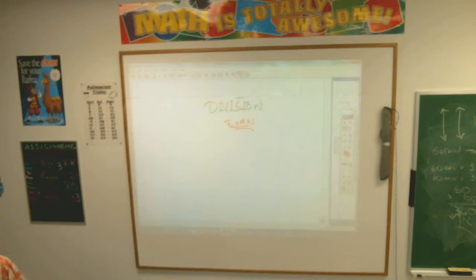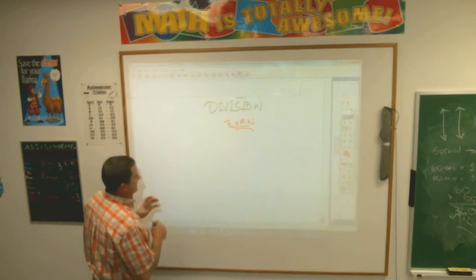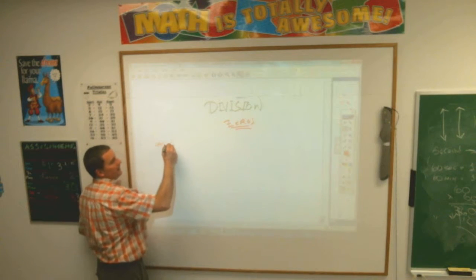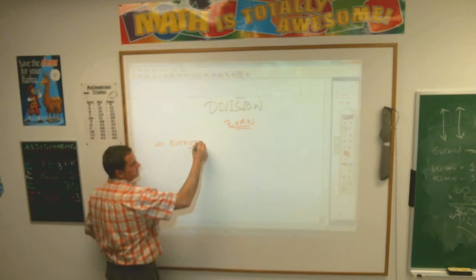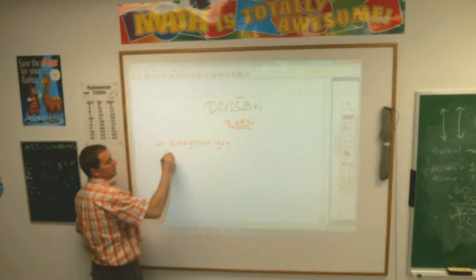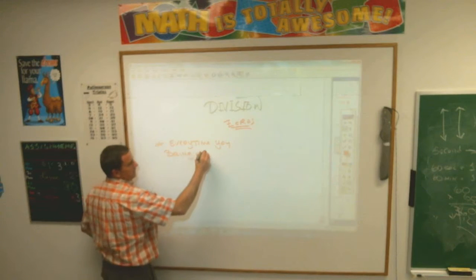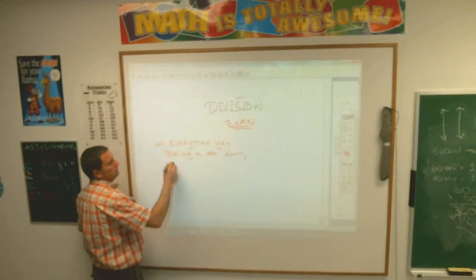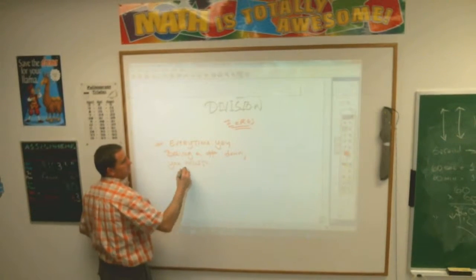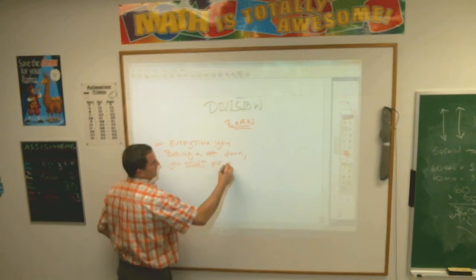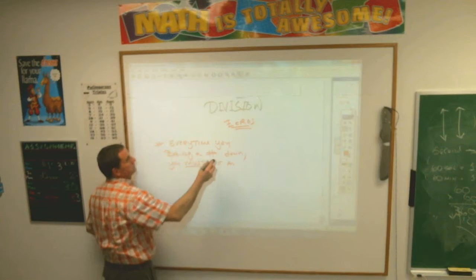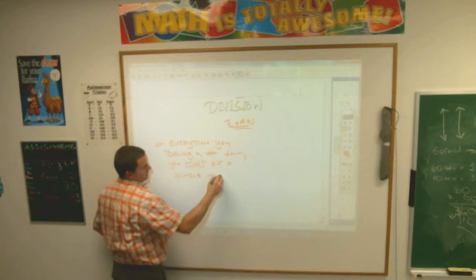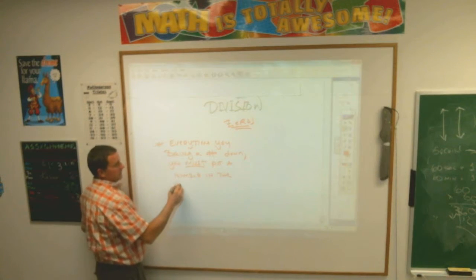Nope. And here's what I need you to write down with this. Write this, just a little asterisk. Every time you bring a number down, you must, capital M, you must put a number in the divisor, which, as you know, because you're fifth graders, divisor is the answer.